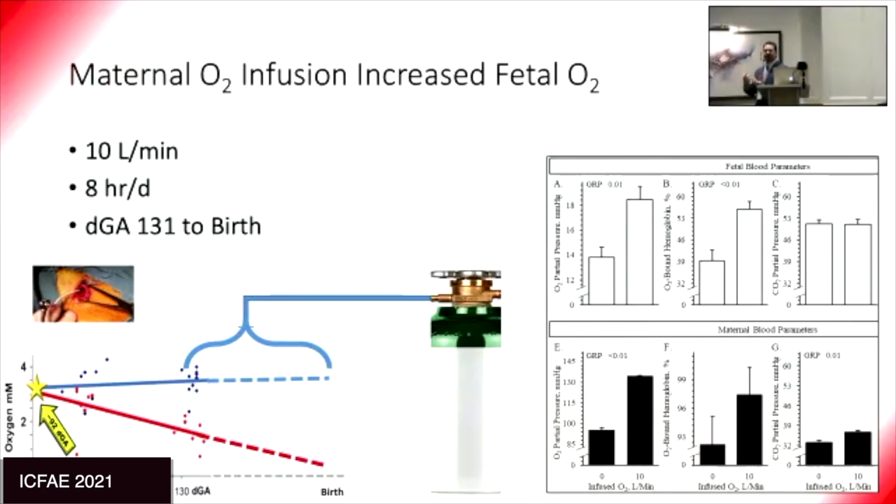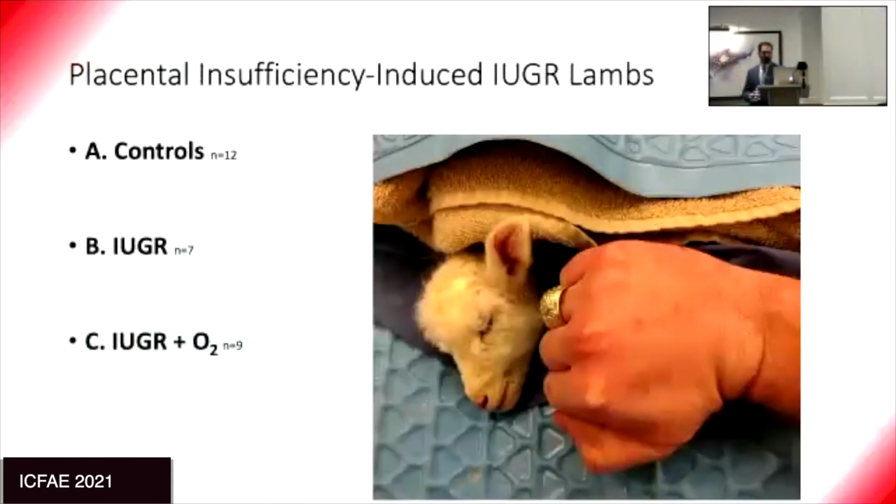So we did a second group of IUGR animals. And in these, we actually did the tracheal catheterization in all the animals. But this second group, we infused 100% oxygen for 8 hours a day, every day for the last 2 weeks of gestation. And so that gave us these 3 groups. We have thermoneutral ewes carrying control fetuses. We have heat-stressed ewes carrying IUGR fetuses, and then we have a second group of ewes carrying IUGR fetuses that got maternal insufflation of oxygen over the last 2 weeks of pregnancy.